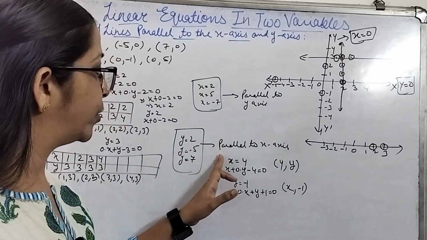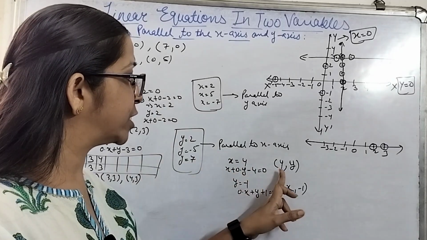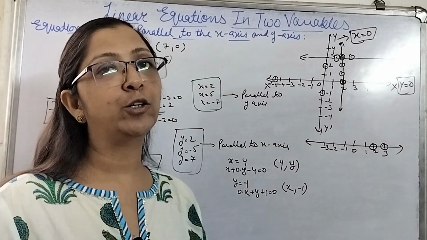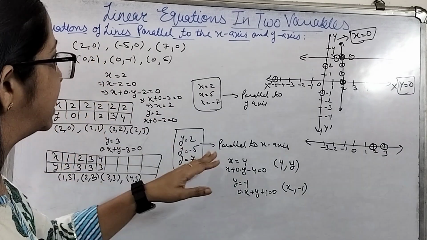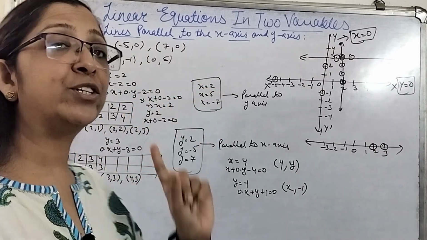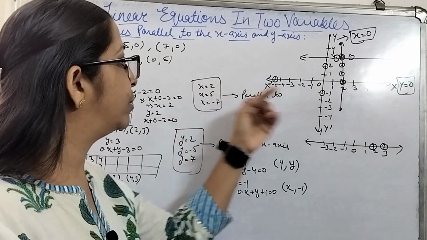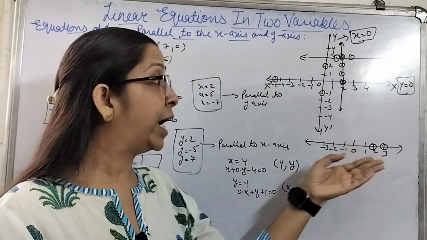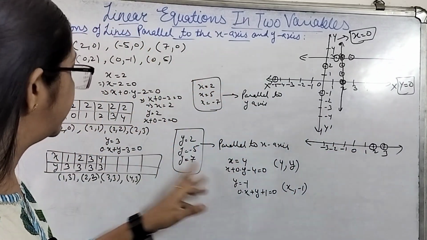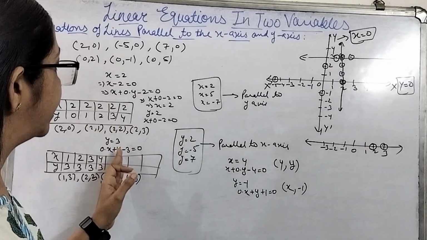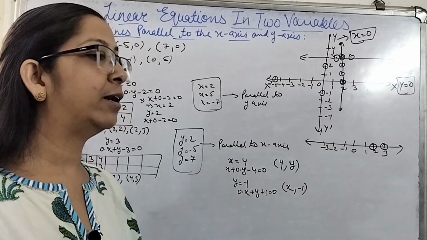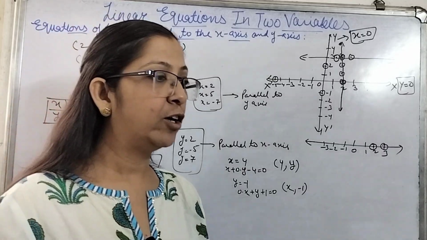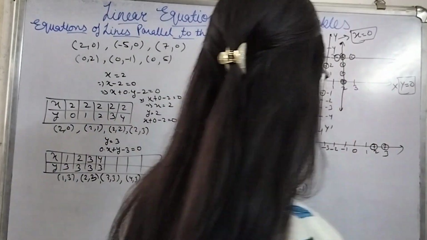Similarly, for the other equation, the value of x will always be 4 whatever the value of y you take. So this is how you can represent this. If you consider these as linear equations in one variable, they are represented on the number line. And if you take them as linear equations in two variables, these lines will be either parallel to the y-axis or parallel to the x-axis. Now let's see the questions from your exercise.